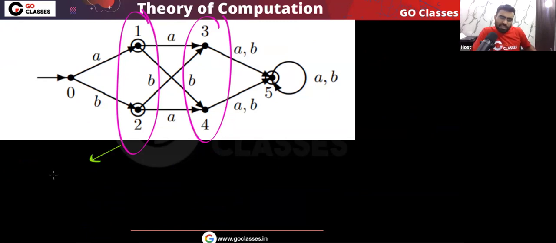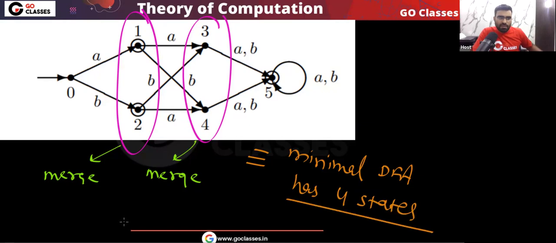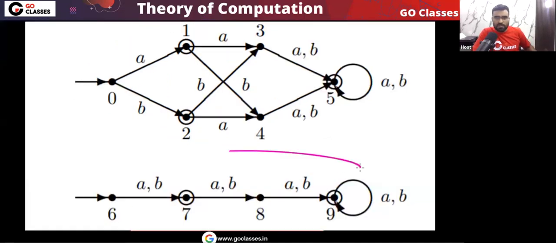So in the minimal DFA, how many states? The minimal DFA will have a total of 4 states. You can see no other states are mergeable. No other states are equivalent. State 1 is not equivalent to 5, state 2 is not equivalent to 5, state 3 is not equivalent to 0, state 0 is not equivalent to 4. So the minimal DFA has 4 states. Very simple. You can see this will be your minimal DFA.